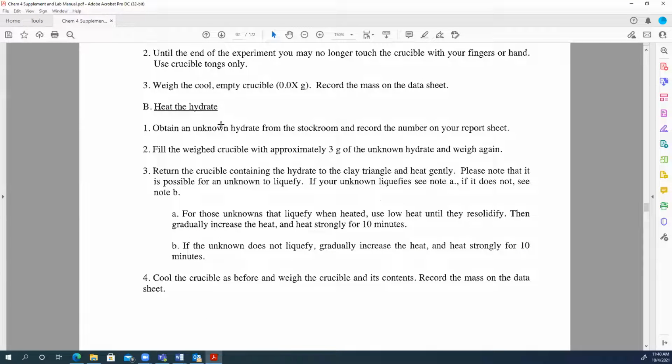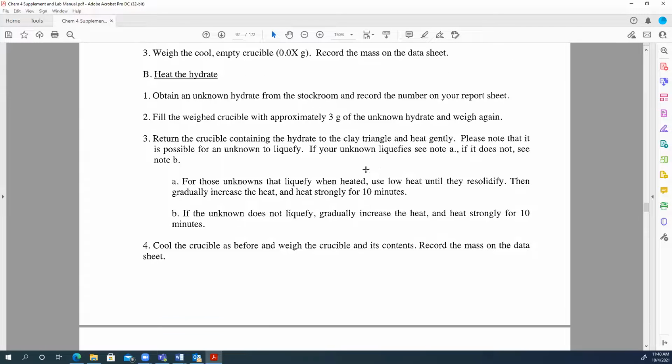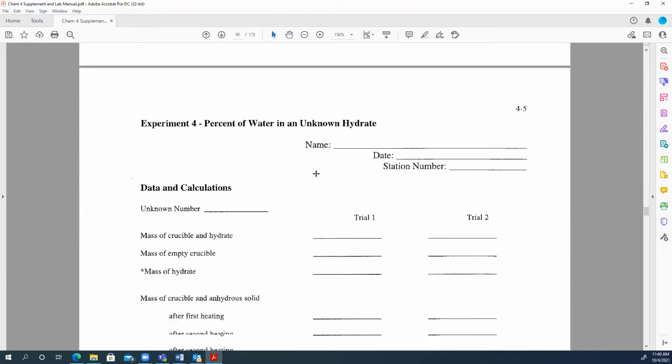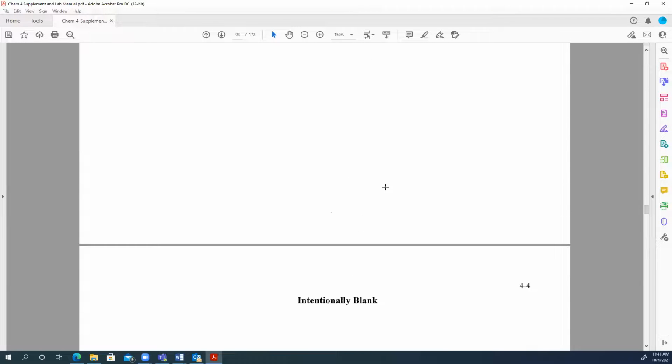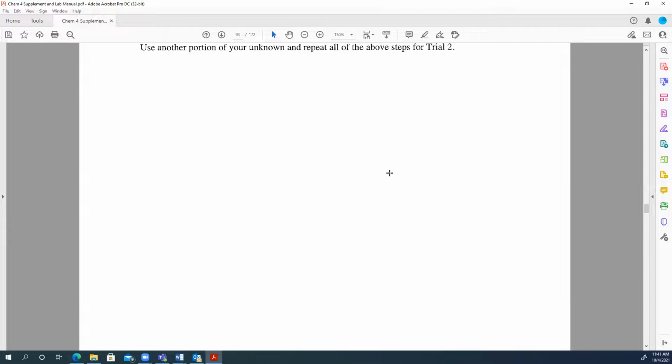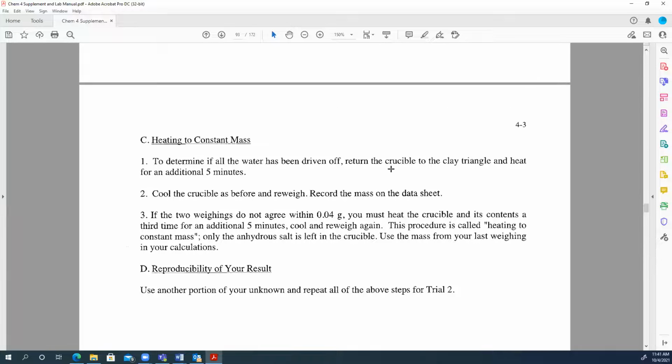And so here's the procedure. Obtain an unknown from the stock room. Now, when you get your unknown, how many trials are we doing? So we've got to take a look at the number of trials. We're doing 2 trials. And so what you have to do is you don't use all your unknown on one trial. Then you'll have to make a second trip to the stock room, and the stock room is not going to be happy because you're making a second trip there, and you're not following the procedure as written. So make sure you follow this carefully, because you might be only given one unknown sample that has to be divided into 2 for your 2 trials.